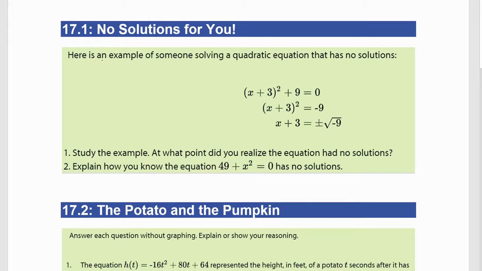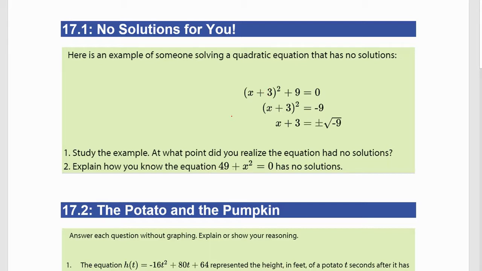Here is an example of someone solving a quadratic equation that has no solutions. So let's see. Number 1, study the example. At what point did you realize the equation had no solutions? And number 2, explain how you know the equation 49 plus x squared has no solutions. I'll give you some time on that, so pause the video and try to figure that out.